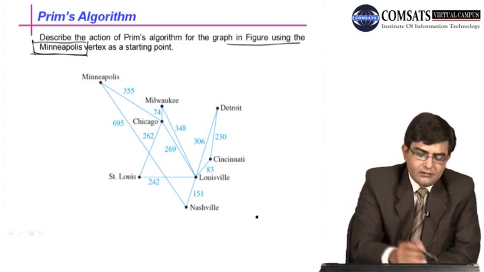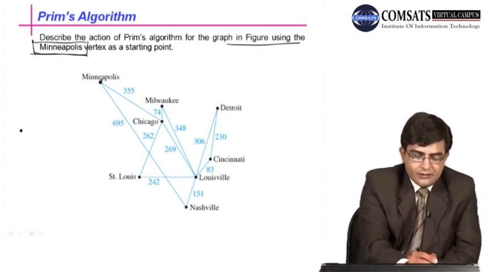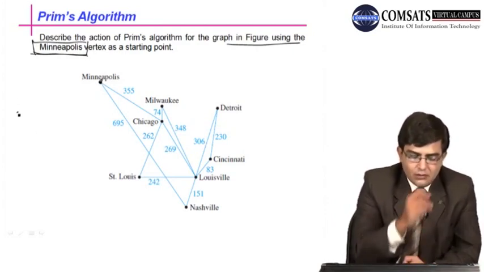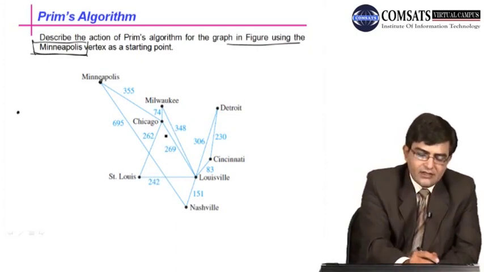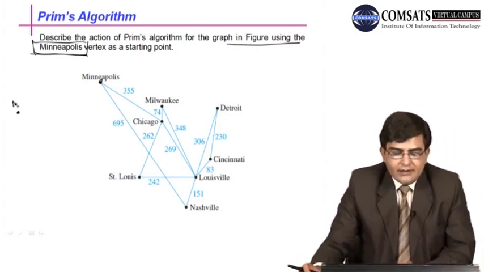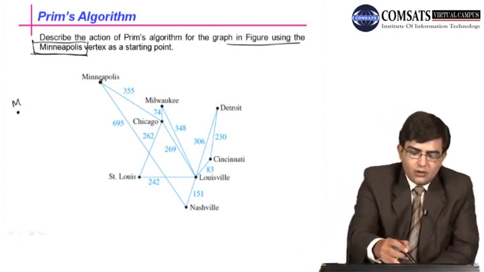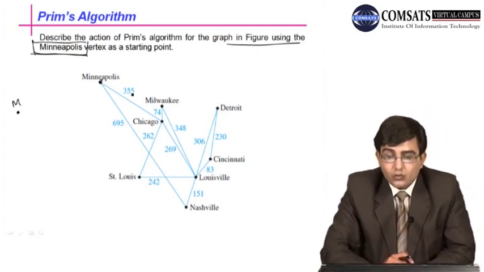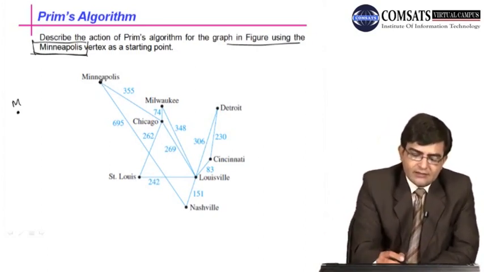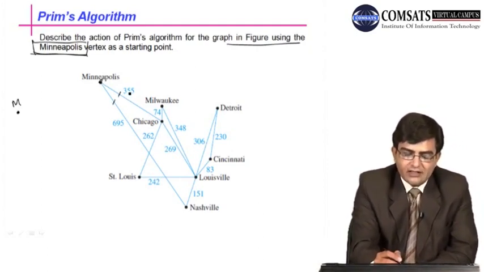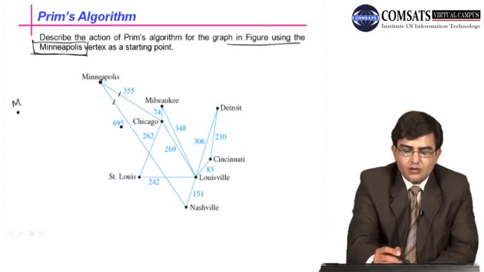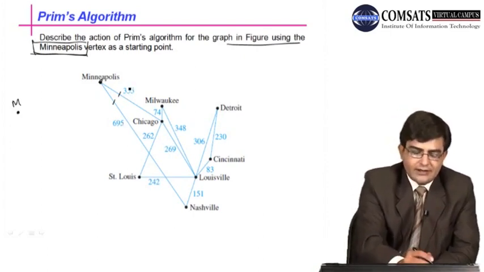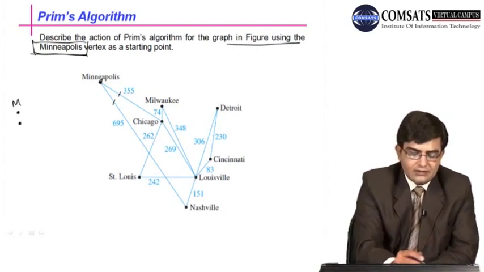Here we have the starting point. Again we draw the starting vertex only, and then we see all the edges which are connected to this point and which have minimum weight. So there are two edges connected to this vertex, and one has weight 355, the other has 695. So we pick this edge and we connect this vertex to this vertex with the 355 edge.